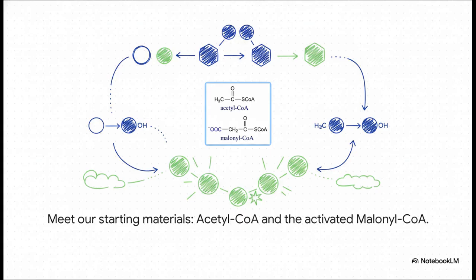Okay, let's meet our two main players. First up, we've got acetyl-CoA. It's the standard, go-to two-carbon building block for tons of things in the body. But for making fatty acids, the real star of the show is this other molecule, malonyl-CoA. And if you look closely, you can see it has an extra carbon group attached, making it a three-carbon unit. This isn't just a bigger piece, it's an activated, high-energy building block, totally primed and ready for construction.